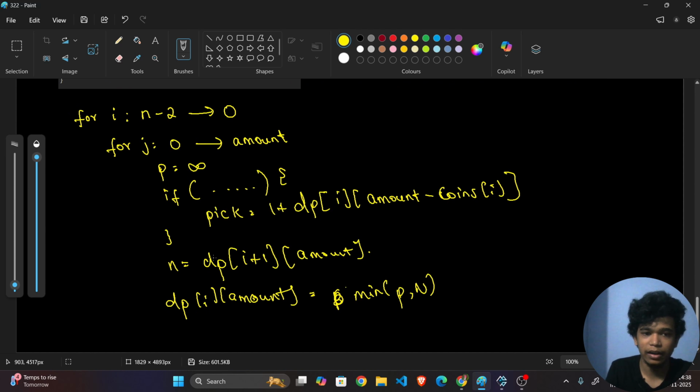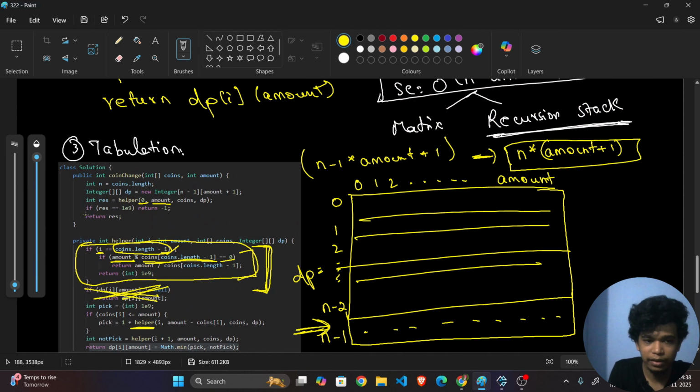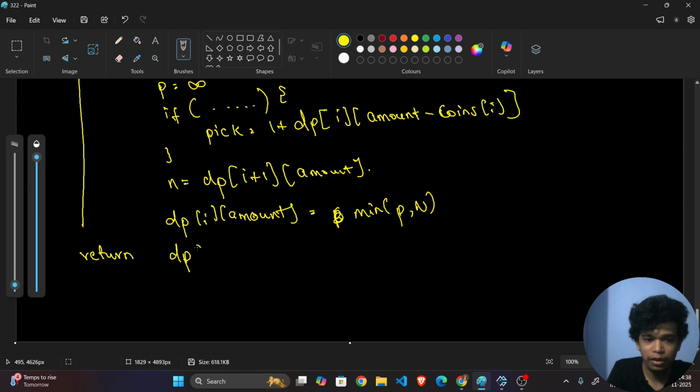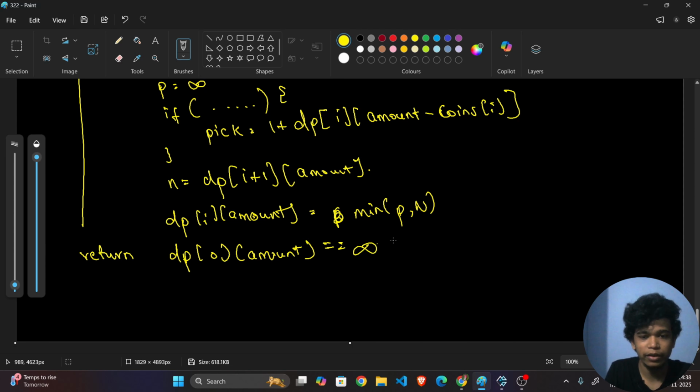Okay, at last after finishing this entire loop, what should I return? I'll be just returning the value I have written here. So here I am returning these 3 lines, right? So if my helper function of 0 comma amount, that means dp of 0 and amount. Can you understand this? If it is equal to infinity, then return -1. Else I want to return this value. That's it. Can you understand this?